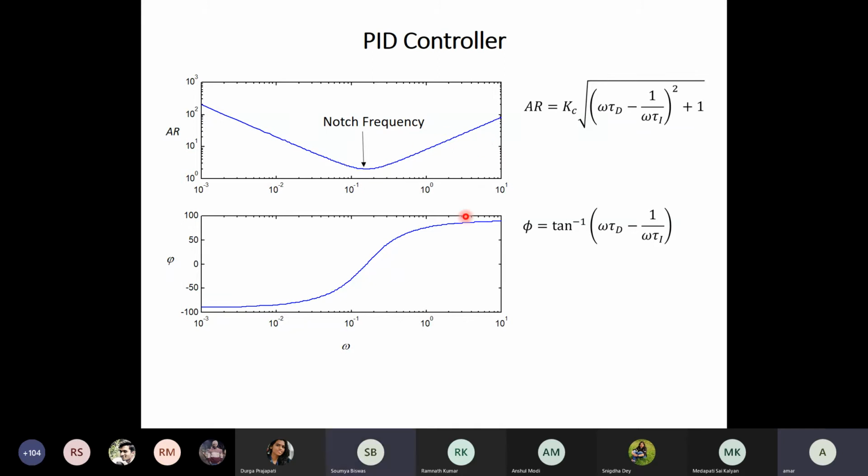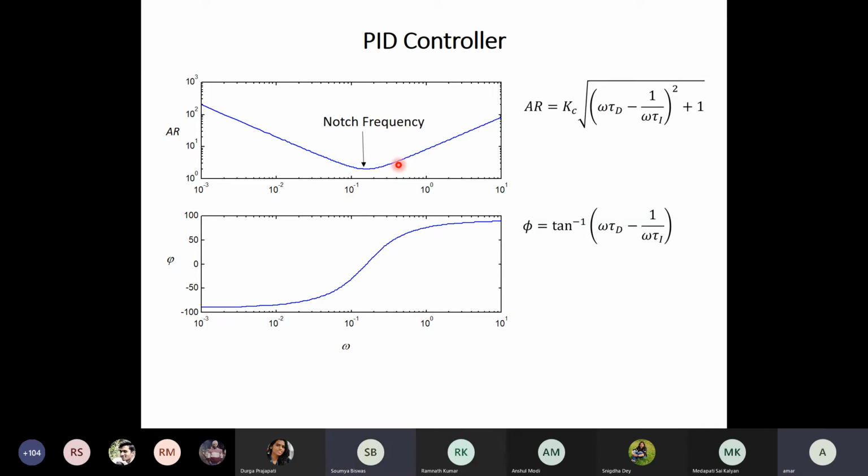Right. So the term you are using, resonance frequency, is nothing but the notch frequency over here. So that's why I was trying to relate. I got it. So the notch frequency you can calculate from here. If you put omega tau d minus 1 by omega tau I equals 0, then you can find out the notch frequency omega. Omega will be 1 by root over tau d tau I. Right. So it is the same thing.